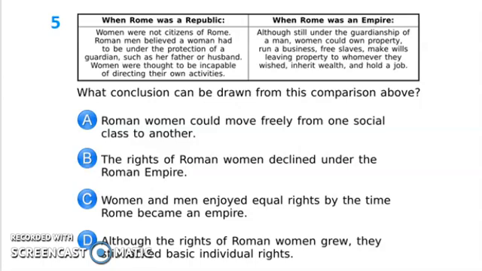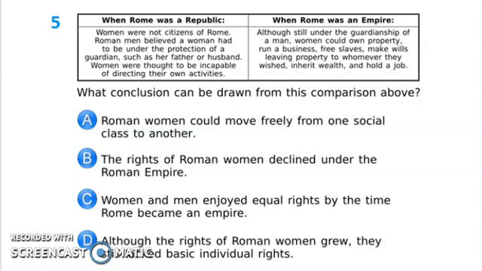So let's look at C. Women and men enjoyed equal rights by the time Rome became an empire. Okay, well, we know that their rights did increase, but they were definitely not equal to men, like we see in that paragraph in the top right, when Rome was an empire, it said that women were still under the guardianship of men. They still weren't trusted to be on their own, even though they had some more rights than they did before.